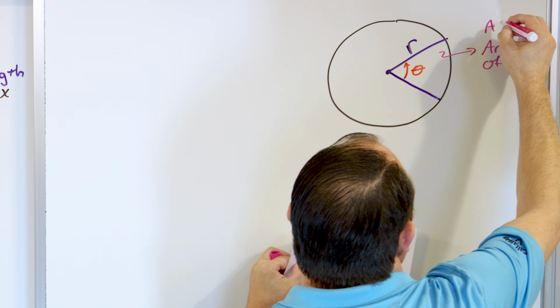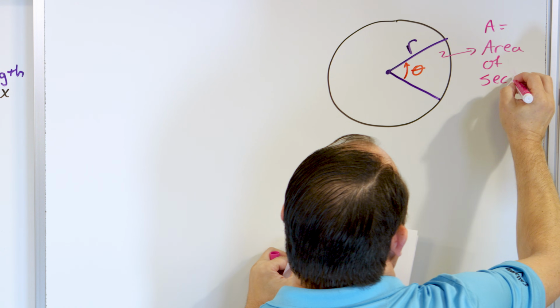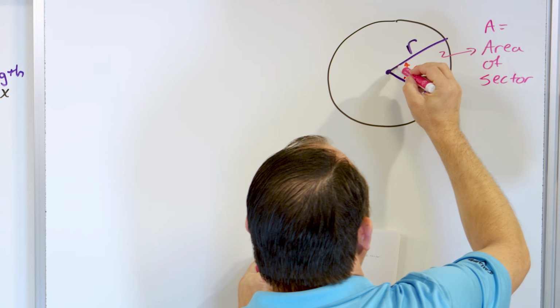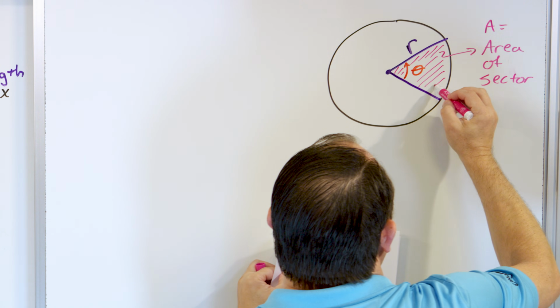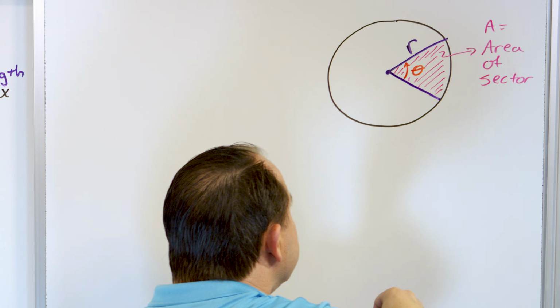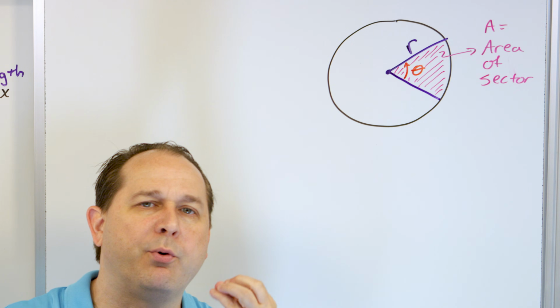So I'll say A equals the area of a sector. And what I mean by that is this entire shaded region, which I'm probably going to make difficult to read by doing all the shading like this. So you see, these two equations deal with just portions of a circle.